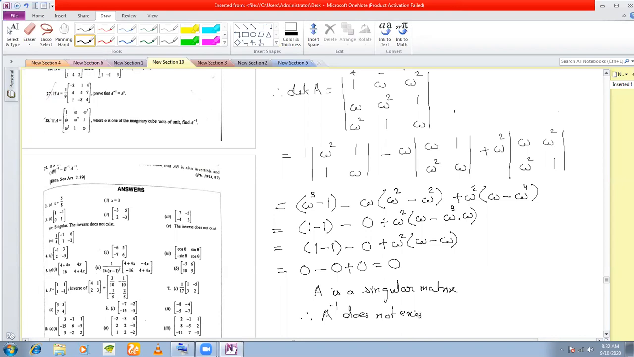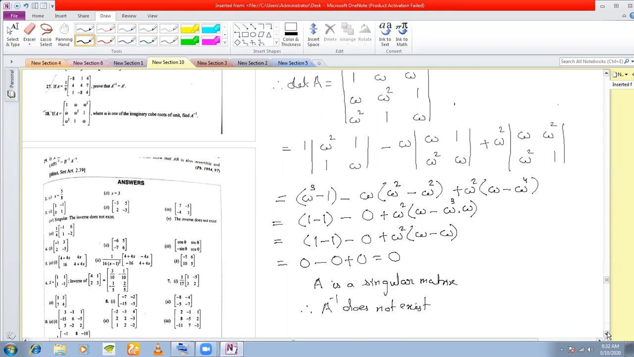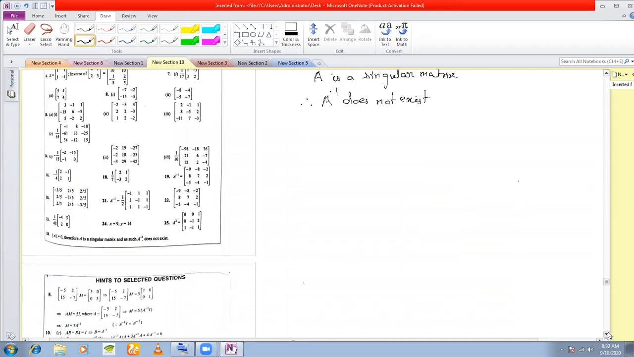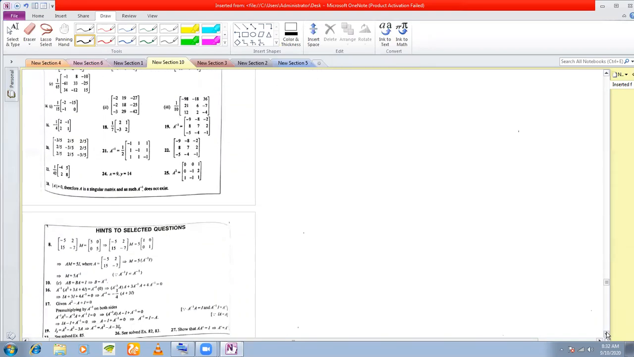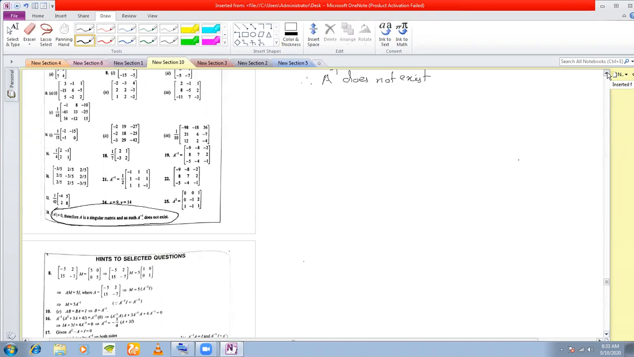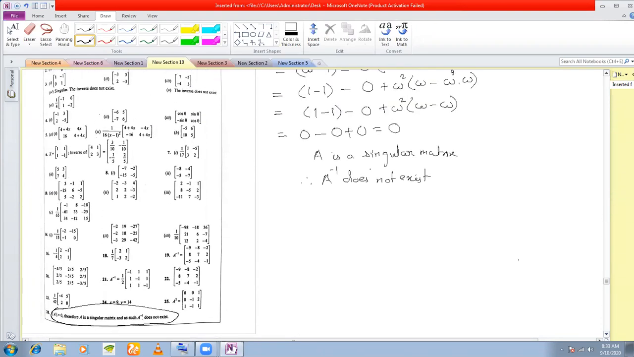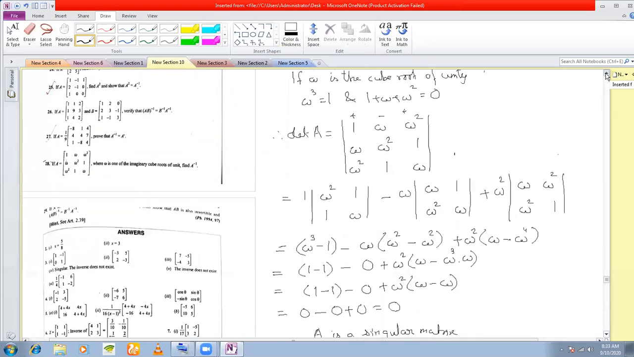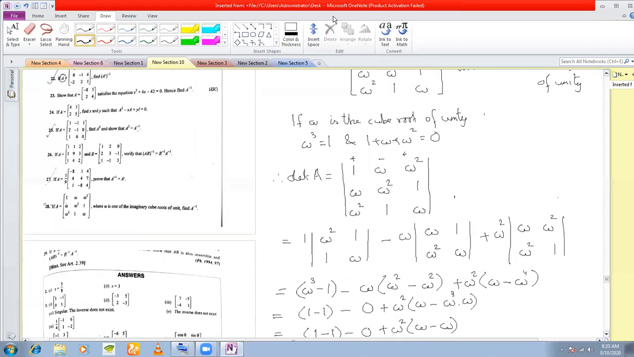Then why have they given this question? See number 28 answer. Yes, this one. See, det A is equal to 0. Therefore, it does not exist. So it does not exist. That is your answer. So I think I'll finish off here. No more problems required.